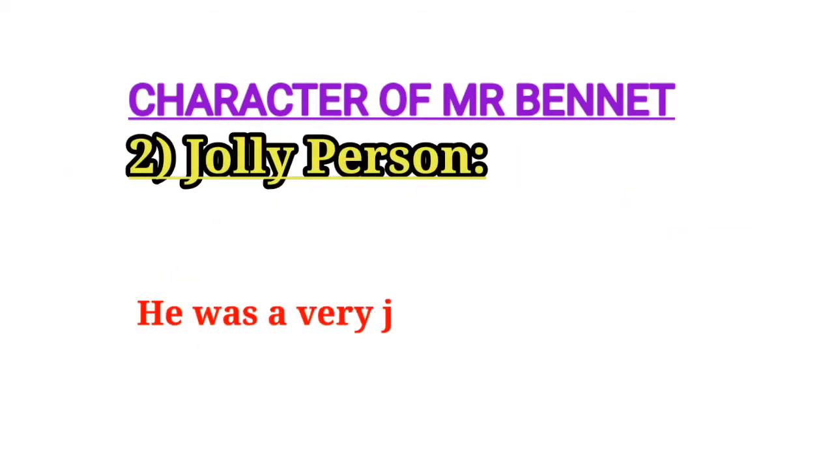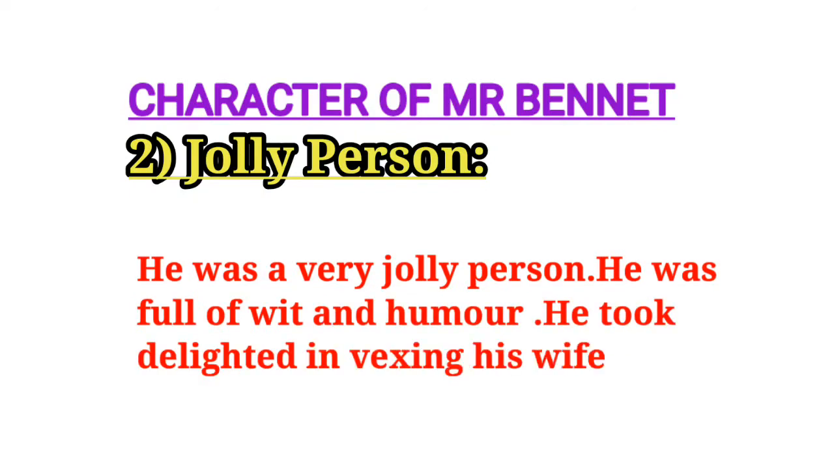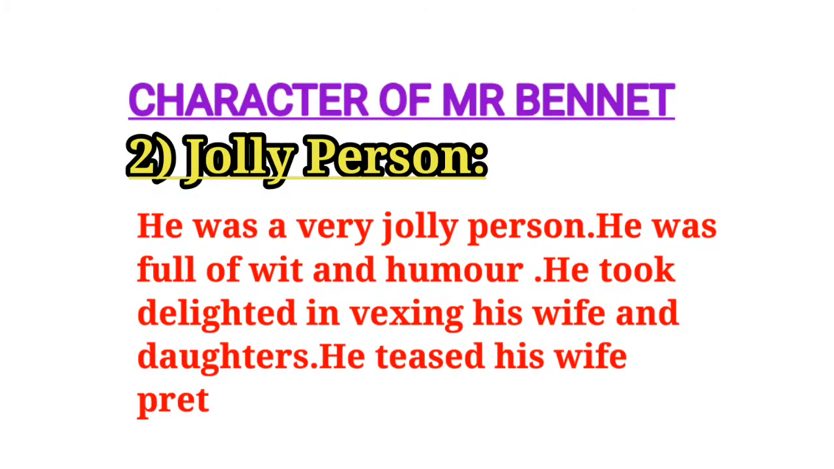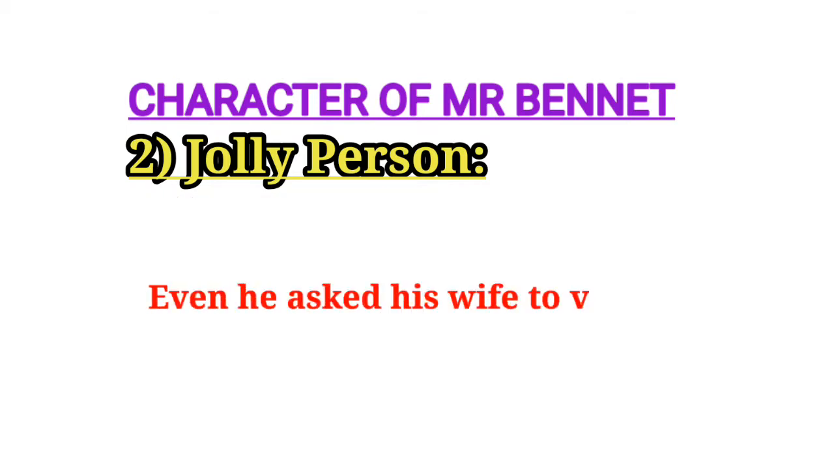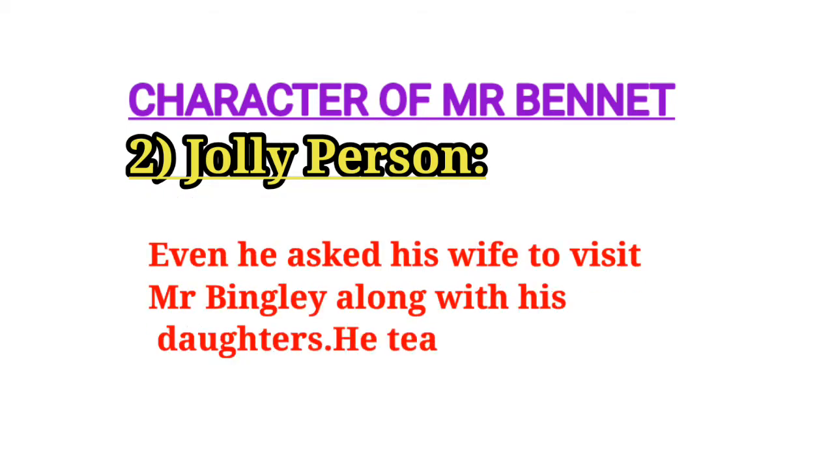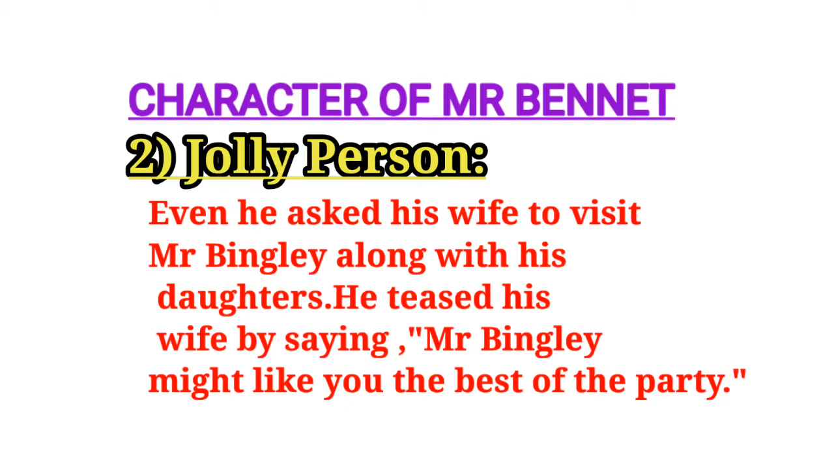Now, the second point, that is jolly person. He was a very jolly person. He was full of wit and humor. He took delight in vexing his wife and daughters. He teased his wife, pretending not to be interested in Mr. Bingley. Since he was a very humorous kind of personality, he loved his life and even the others. To add one more situation of wit and humor, he even asked his wife to visit Mr. Bingley along with his daughters. He teased his wife by saying Mr. Bingley might like you the best of the party.